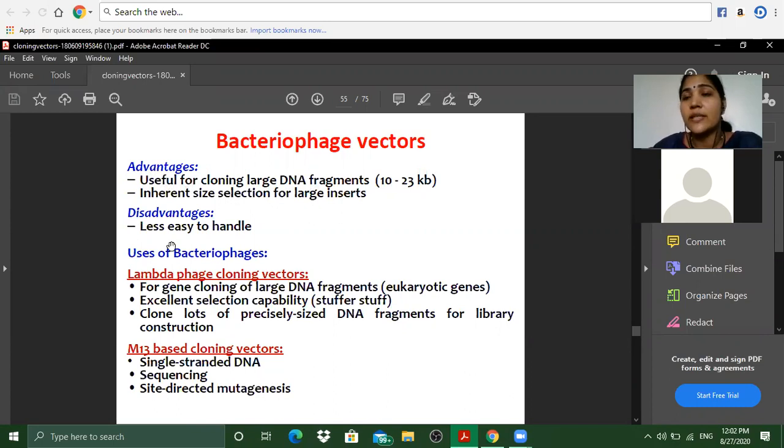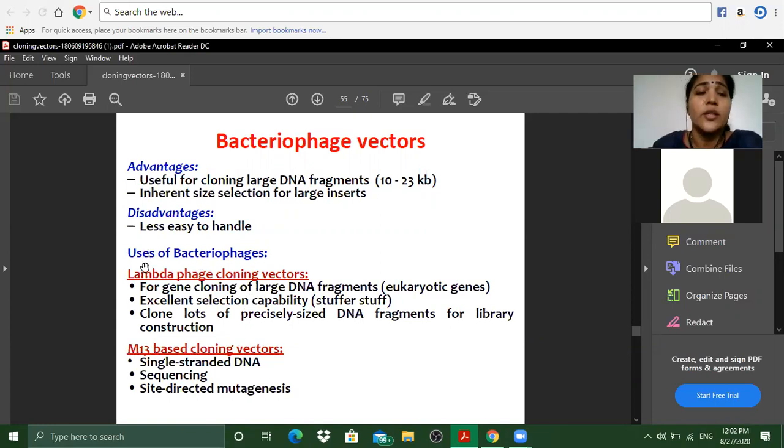The disadvantage is just that it is less easy to handle, right? Because these are viruses, you will need biosafety level 4 in order to work with this particular virus. You cannot just do it in the lab the way we perform our experiments under a normal biosafety level 1. So you'll need biosafety level 4 for this.